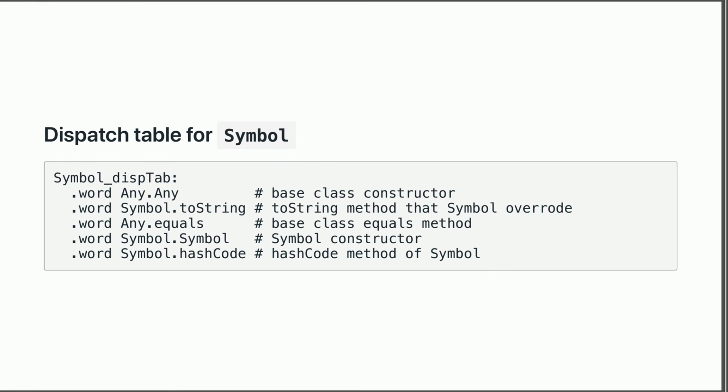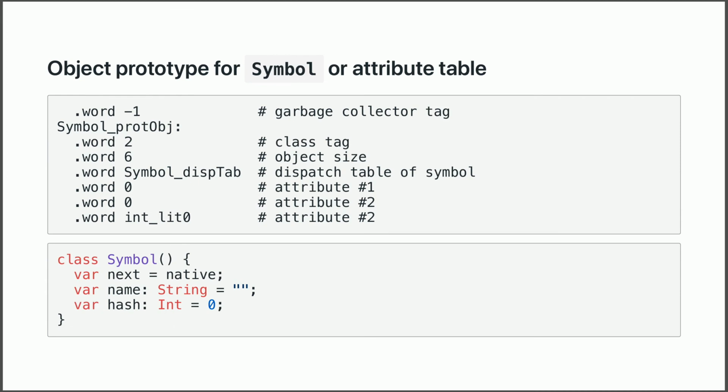Okay, so let's continue. Another thing is called object prototypes. Object prototypes are like recipes on how to create a new instance of an object. In the following we can see that class symbol has 3 fields: next, name, hash. Again, MIPS is not a typed assembly language, just to let you know, MIPS is not typed. So symbol has 3 fields: next, name, and hash.